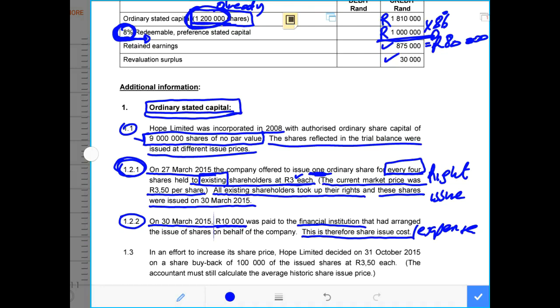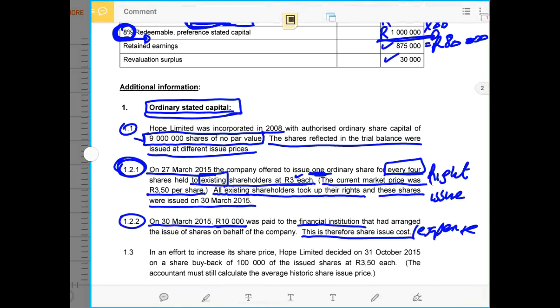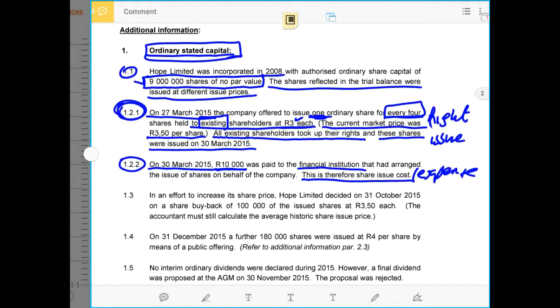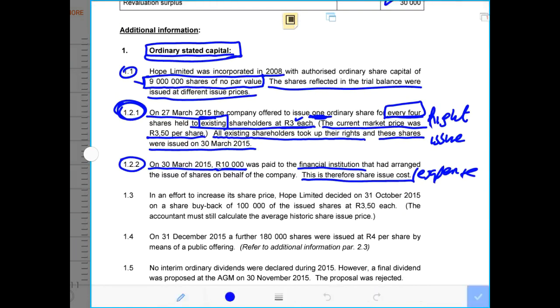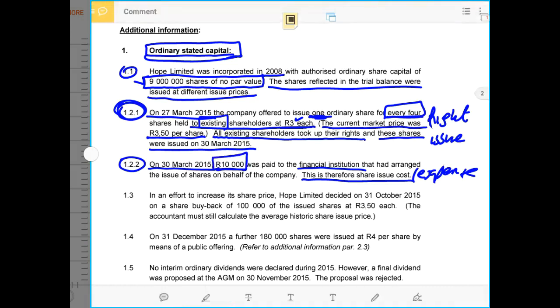Then we will account for that when we are required in the journal entries or in the statement of changes in equity, because we know that share issue cost will be recorded under the ordinary stated capital. It will be reducing our ordinary stated capital because it is an expense that is related to the issue of ordinary shares. So that is why the 10,000 will be recorded under the ordinary stated capital when we are doing the statement of changes in equity.